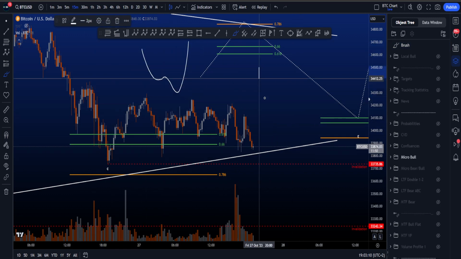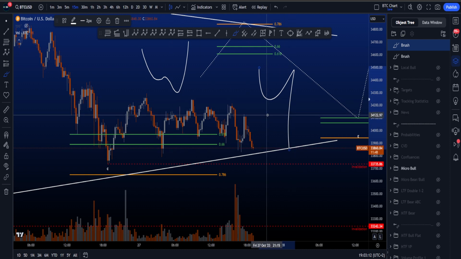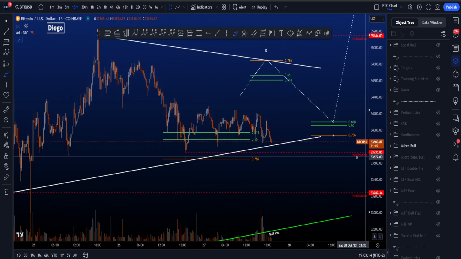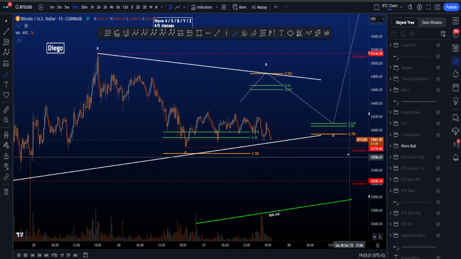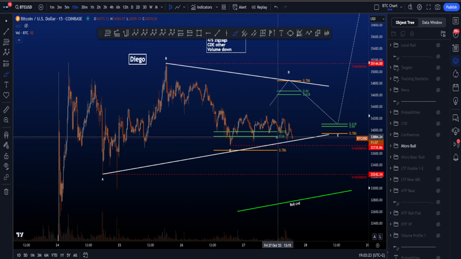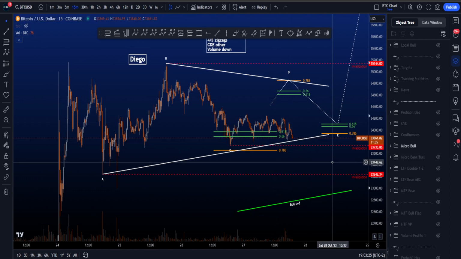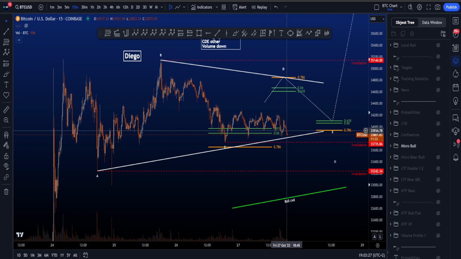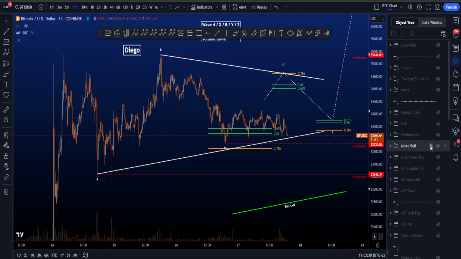Wave W and wave Y are not allowed to have the same structure, so it has to be some sort of a flat X and then a zigzag, or a zigzag X and then a flat or a triangle in wave Y. But at the moment, with the divergences, which I'll show in a second, it looks like price might want to look towards the downside.